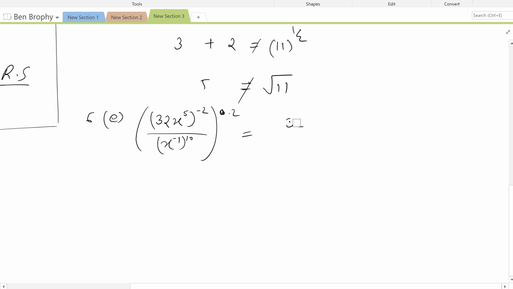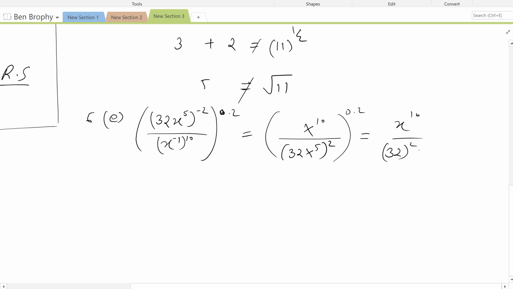So the 32 to the power of 5 is going to go down there, and -2 becomes +2. In the same manner, we have -10 at the bottom. It goes on the top and becomes +10, and times 0.2. So after flipping them, on the bottom it's 32 to the power of 2 and x to the power of 10.